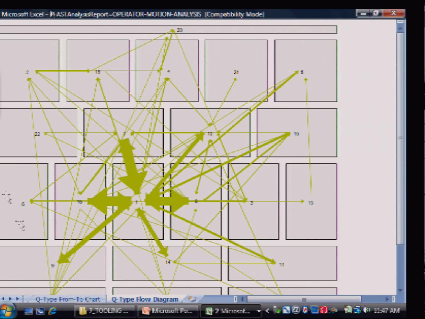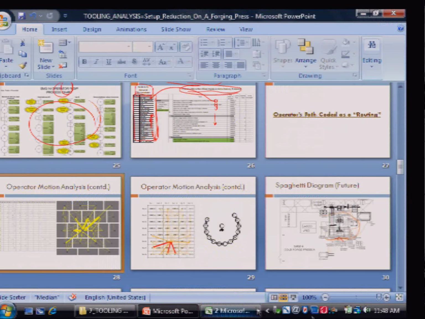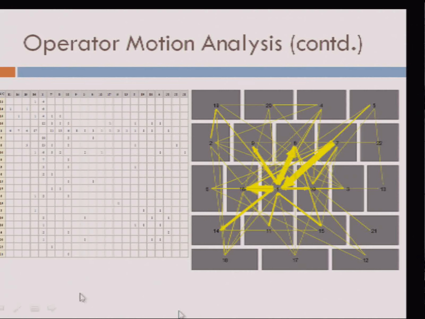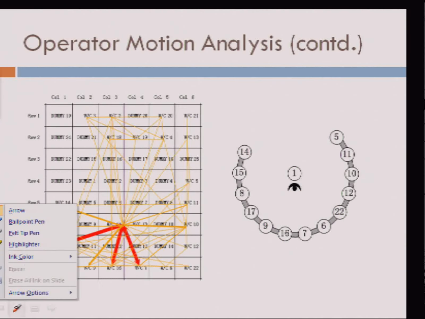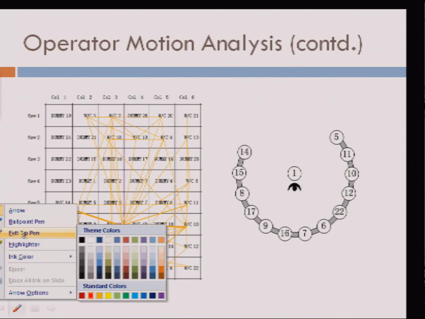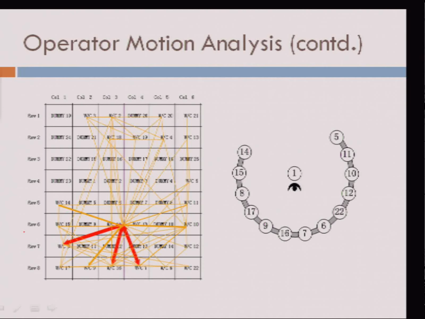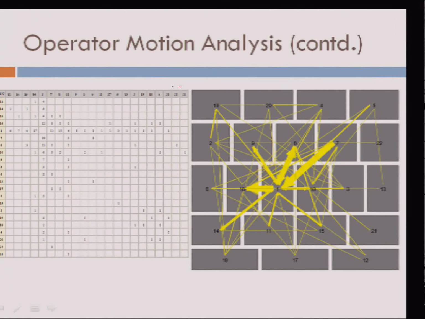So now what do we do with that? Let's go back here. So here what you see is that this is the from-to chart, the classic from-to chart that came out of FAST. This is the visualization. This is where FAST starts being useful.